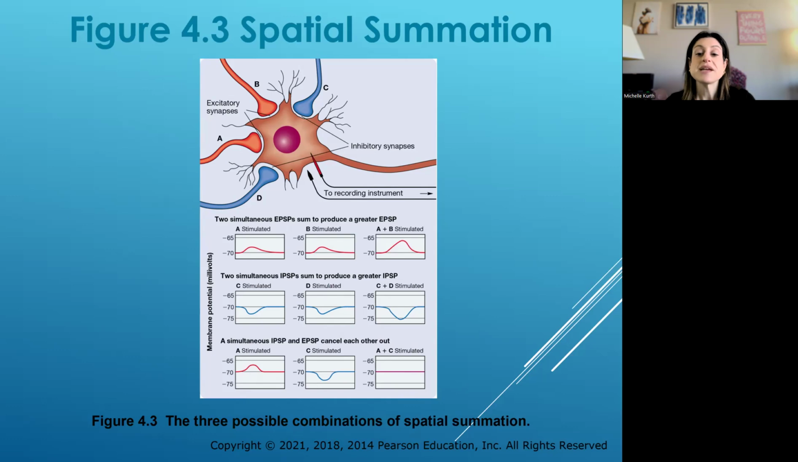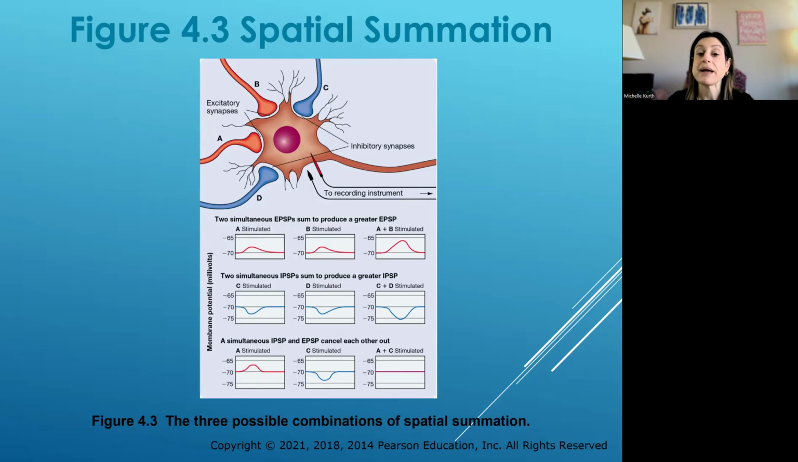Now, this makes the neuron more likely to reach the threshold. So it's like two friends shouting, "Jump in!" at the same exact time. The second row, or the middle row, are two IPSPs that are together. If you have two inhibitory synapses, C and D, active at the same time, their effects also add up, but in the opposite direction. And that makes the dip in the line even bigger.